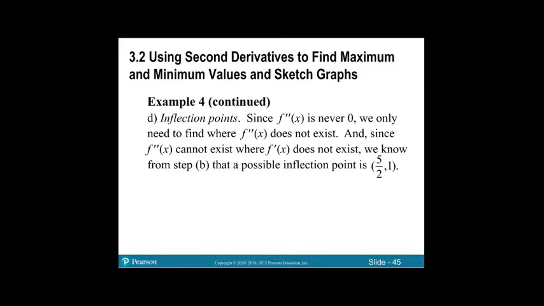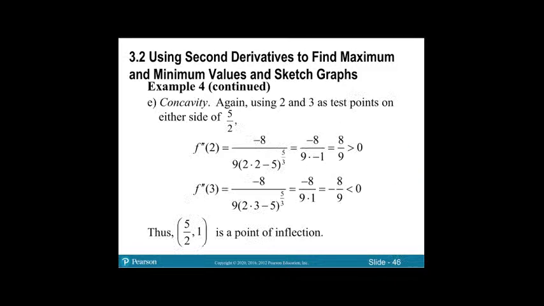Okay, since f double prime is never 0, we only need to find out where it does not exist. And since f double prime cannot exist everywhere, f prime does not exist. So this is a possible point of inflection, right? I guess we should have kept going: we would choose something to the left and plug it into the second derivative. They got a positive, and then they got a negative. So it is an inflection point. We mentioned it. We didn't investigate. We could have.